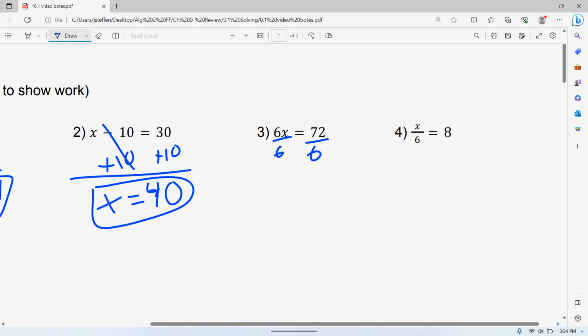Don't be scared to use a calculator. I would rather you use a calculator than make a silly mistake. So that is x is equal to 12. Again, if you sub that back in, 6 times 12 is 72.